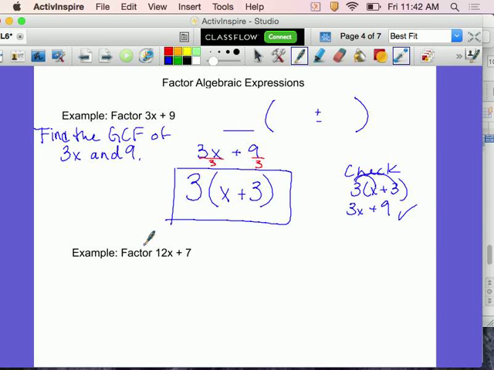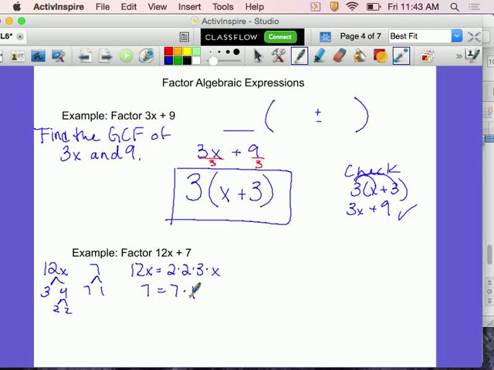Okay, let's factor 12x plus 7. Well, okay, what do they have in common? I'm not sure. So 12x breaks up into 3 and 4, and 4 breaks up into 2 and 2. 7 breaks up into, well, 7 and 1, and that's it. So 12x equals 2 times 2 times 3 times x. 7 equals 7 times 1.